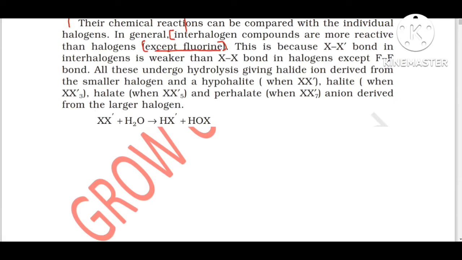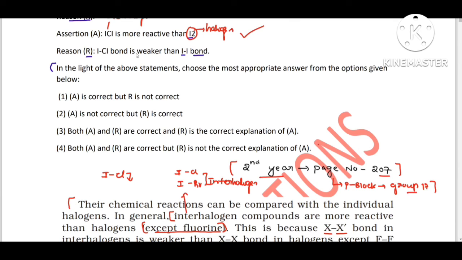This is because the X–X' bond in interhalogen compounds is weaker than the X–X bond in halogens, except the fluorine bond. Here they gave the reason that the I–Cl bond is weaker. Why? Because of electronegativity differences, these are weaker than the I–I bond, that means halogens. Let us check the reason. These I–Cl bonds are weaker than I–I bonds. Why? Because the I–Cl bond has a high electronegativity difference. That's why these are weaker than I–I bonds.